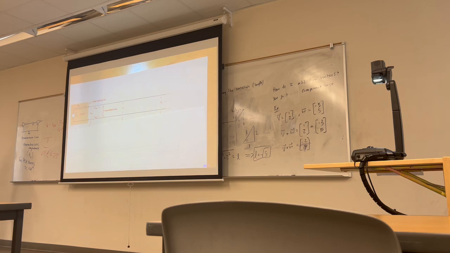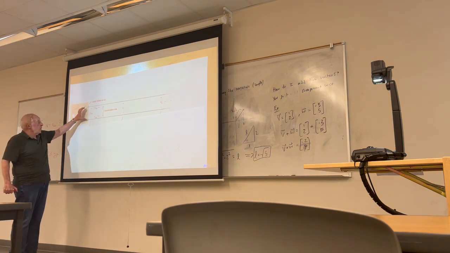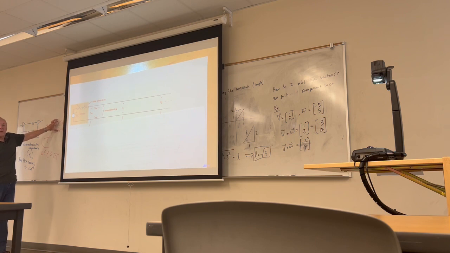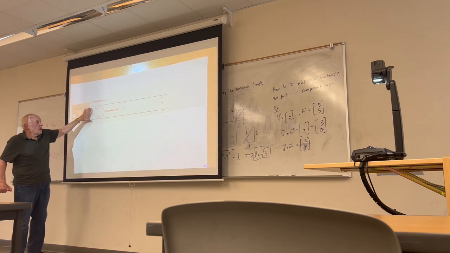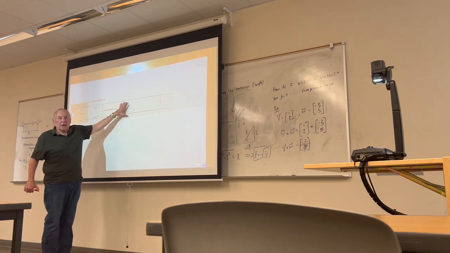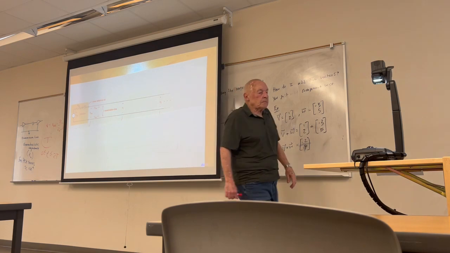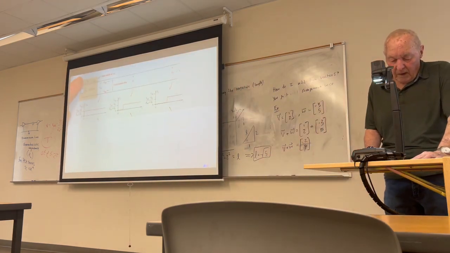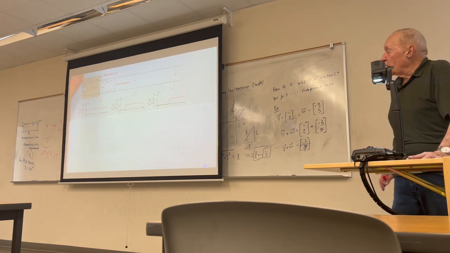So if I close this switch at time t equals 0, I should immediately see this voltage here determined by the voltage divider at the output terminals. But what about some distance down the line? What does it look like? Well, it turns out that this is what it's going to look like.